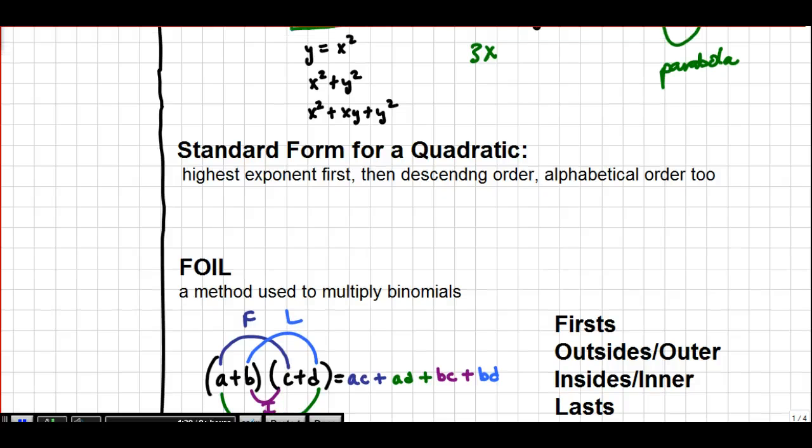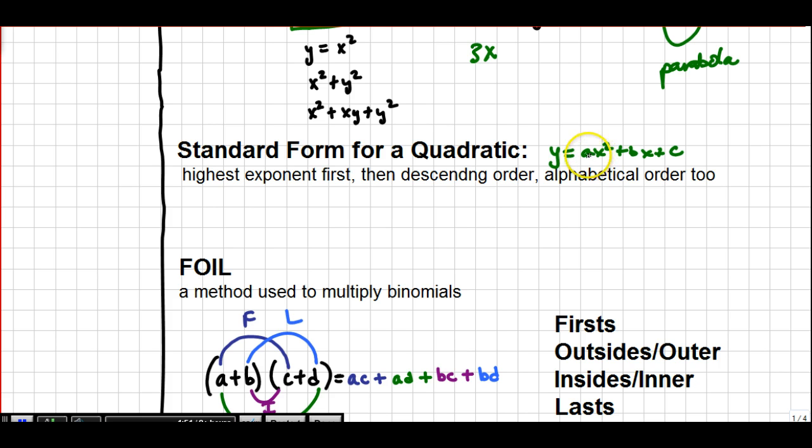It's very important that when you do a quadratic that you put it in standard form. We've talked about standard form before. Standard form for a linear equation was ax plus by equals c. Standard form for a quadratic is the one that we just talked about. Ax squared plus bx plus c. That's standard form for a quadratic.